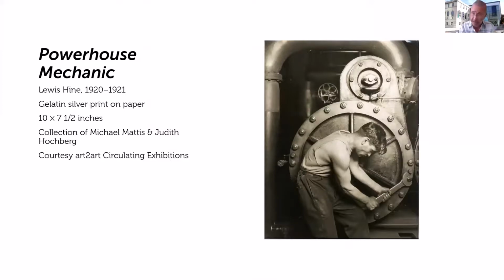In Powerhouse Mechanics, as we said, it's a powerhouse. This is from 1920 to 21, so this is a bit later than the previous two photographs that we looked at. They were from the early 1900s, 1905 and 1908. And as I said, this is when he moved from calling himself a documentary or sociology type photographer to an interpretive photographer. And I heard in our discussion that it's much more posed, much more artistic, so to speak, than the previous two.